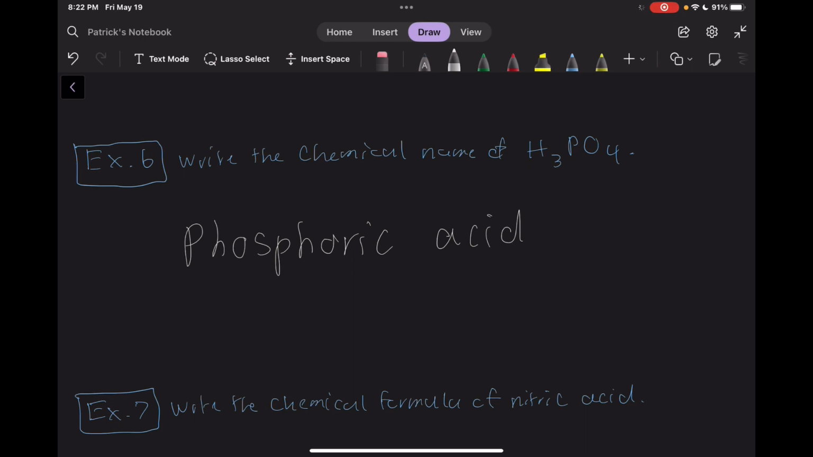Phosphoric acid, by the way, is a major industrial chemical, and it's used to make fertilizers, detergents, and all sorts of things.